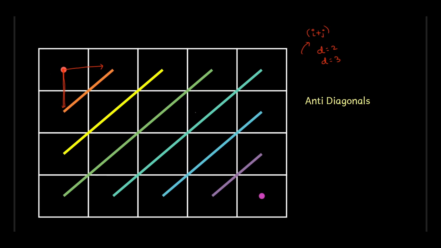Now let's look at any random position. Let's suppose that you are over here. This means that you are on the antidiagonal that is represented by this color green. But once you make a move, you will either land on this teal antidiagonal or you will land on this teal antidiagonal.